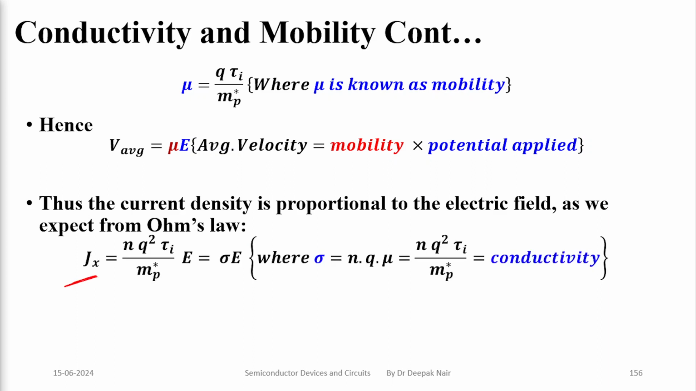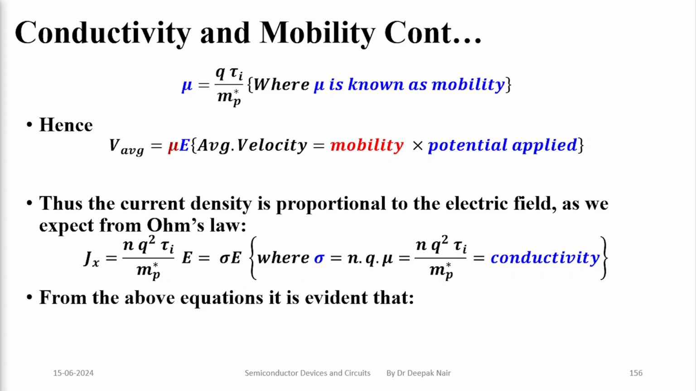So the current density J_x is given by n q squared tau_i upon m_p* into E. And if we take this whole term and represent it by sigma, then sigma is called the conductivity of the material.